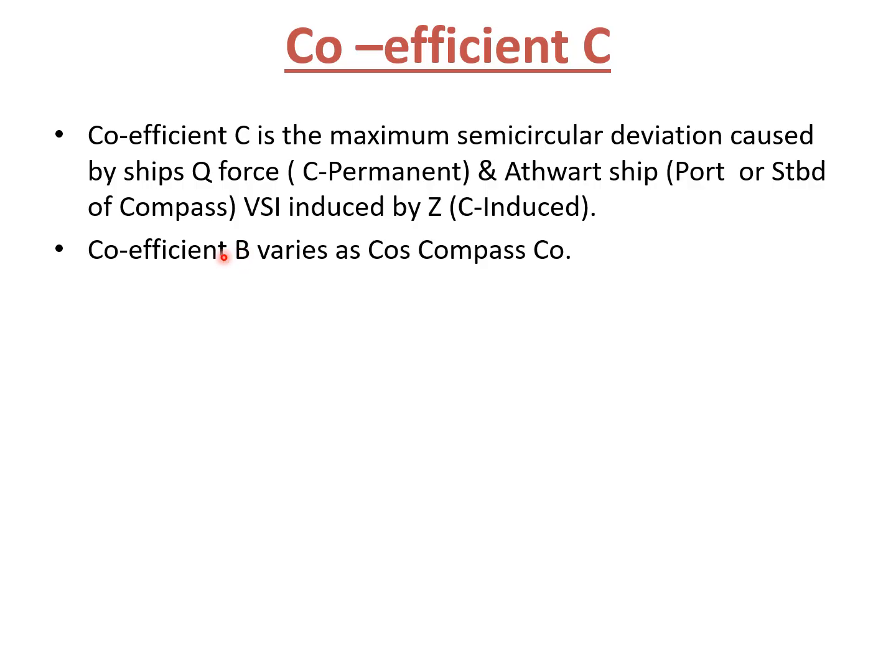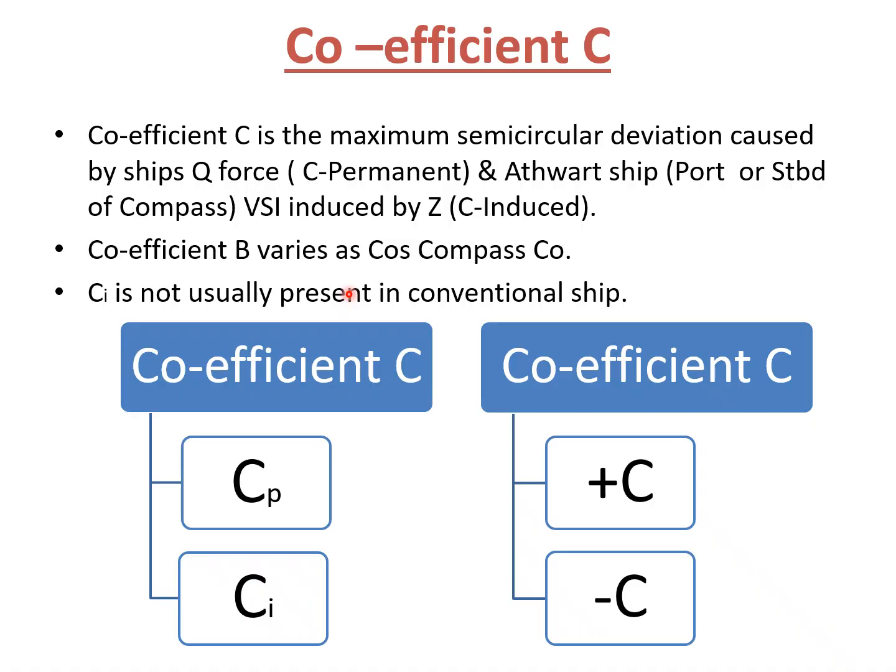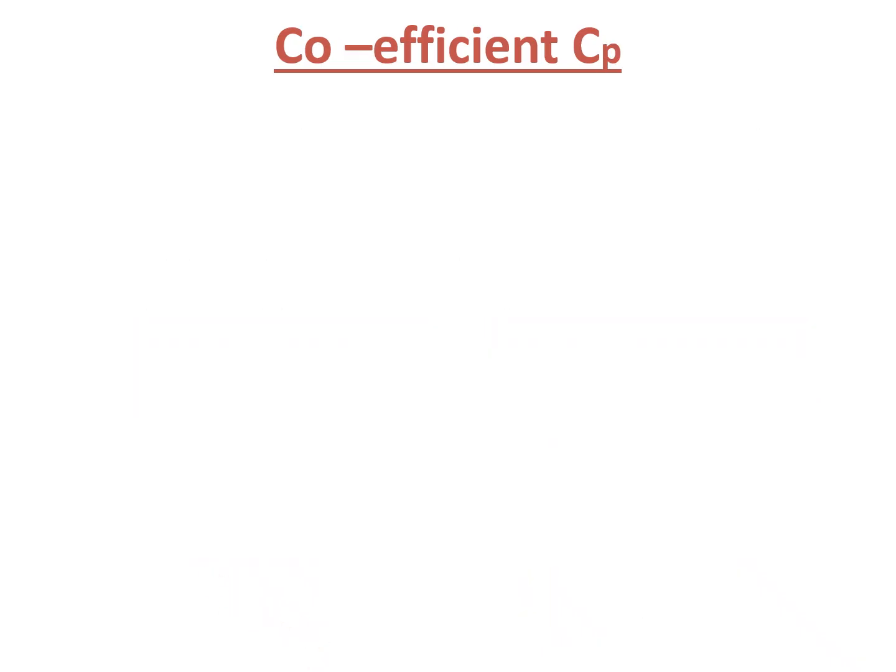It will not be coefficient B. Coefficient C varies as cos compass course, right? And C induced is not usually present, as we have told before, in the conventional ship. Same as coefficient B, coefficient C also has plus C and minus C. How it looks, we'll see that, right? And as usual, C permanent and C induced, but C induced is not present in the conventional ship, right?